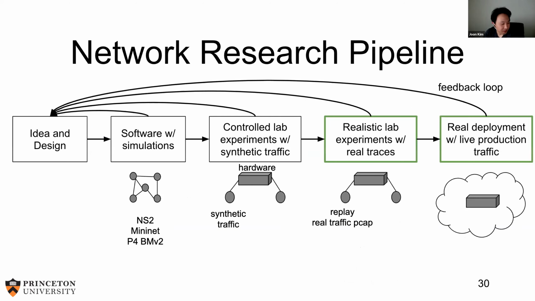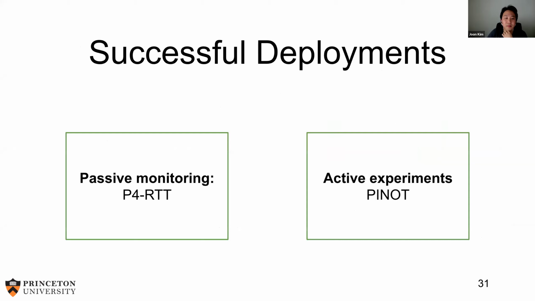Cool, so using these strategies, we were able to reach these last two stages and finally get that feedback loop. We were able to get realistic experiments using real traces and also real deployment with live production traffic. I'm going to talk about some successful deployments we had on campus. Two of them: one is passive monitoring called P4-RTT, and another, a bolder one, is active experiments called PINOT. So I'll talk about these two applications in this talk.